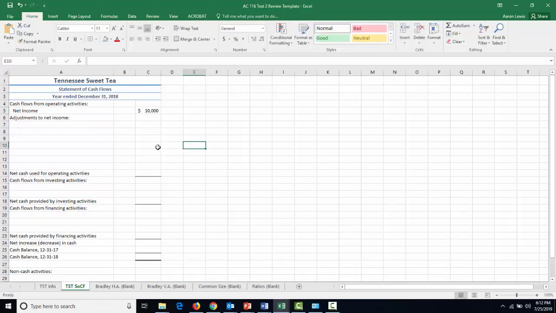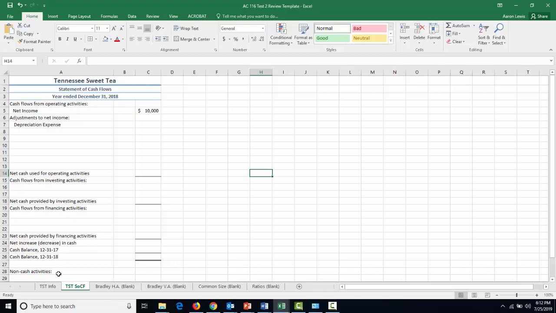Now we need to adjust, and the first thing that I have always seen in standard formatting, and I advise you guys to do, is your first adjustment should be your depreciation expense. Again, depreciation lowers income, but it's not a cash expense. So as we are adjusting our net income to our net cash flows, we need to add back in that depreciation because it wasn't physically cash that came out.